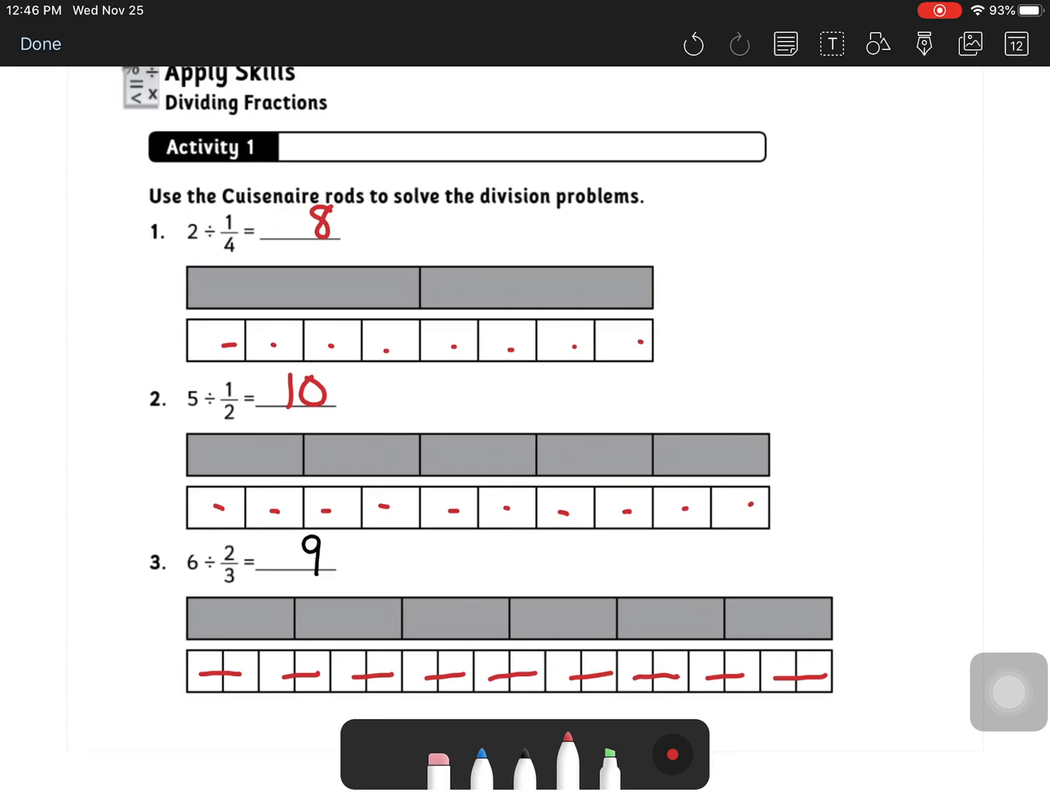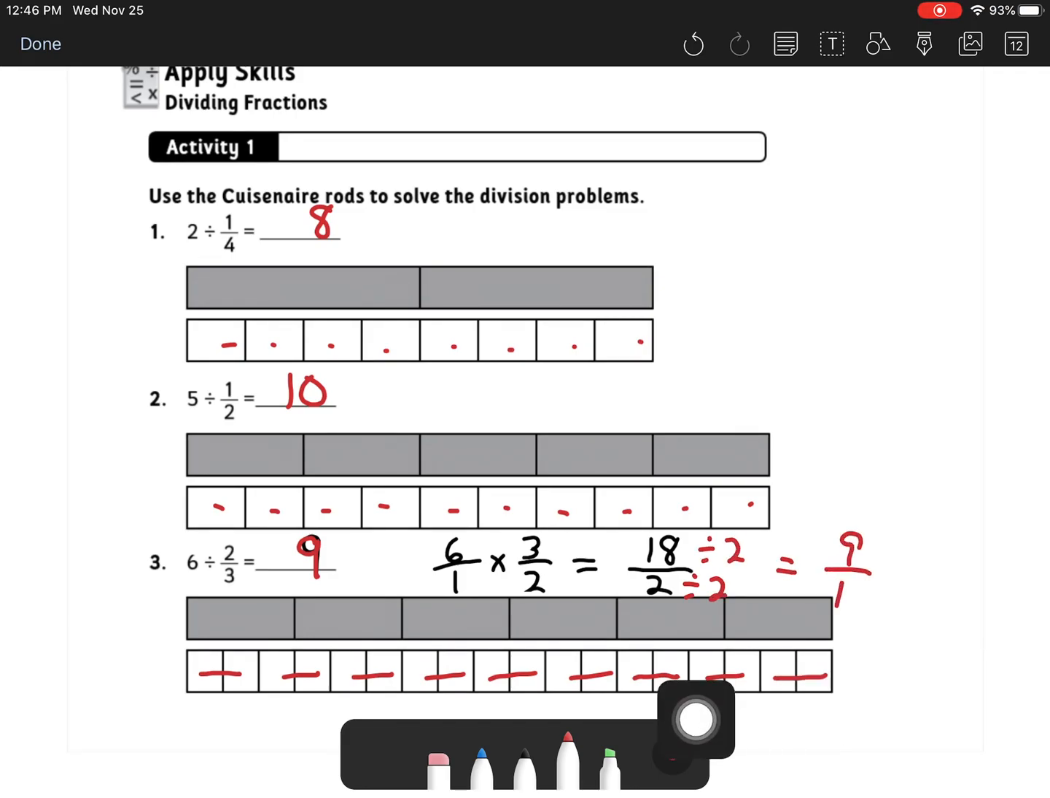Now, I don't know why that switched colors. If I wanted to show work on this, like 6 divided by 2/3, here's what I would write. I'd say 6 over 1, because it's a whole number, divided by 2/3 means times 3 over 2, right? And then I'd multiply across, and I get 6 times 3 is 18, and 1 times 2 is 2. But then 18 divided by 2, well, I can simplify that, right? Because I can simplify like this, and I would get 9 over 1, which is 9. And that's what we saw here.